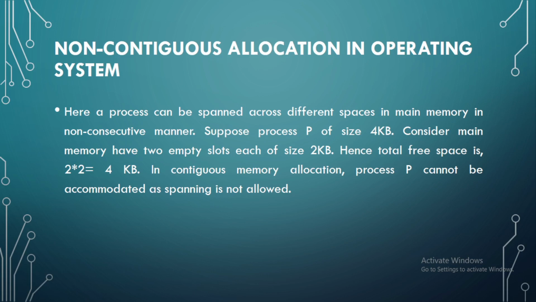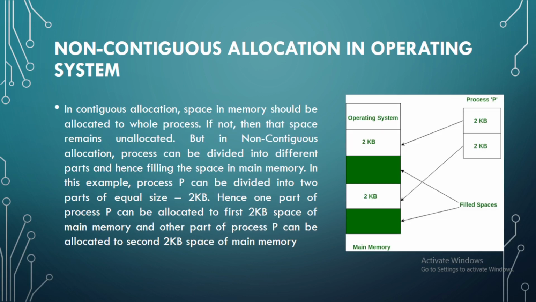Suppose a process P of size 4 kilobytes, and consider main memory having two empty slots each of size 2 kilobytes. Hence, total free space is 4 kilobytes. In contiguous memory allocation, process P cannot be accommodated as spanning is not allowed. And in contiguous allocation, space in memory should be allocated to the whole process. If not, then that space remains unallocated.